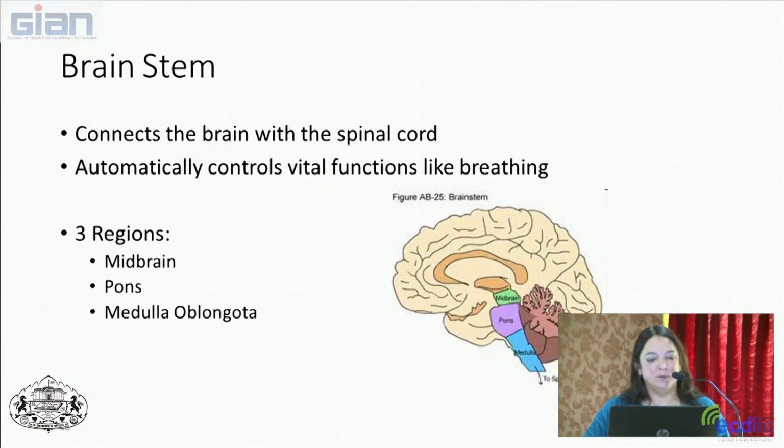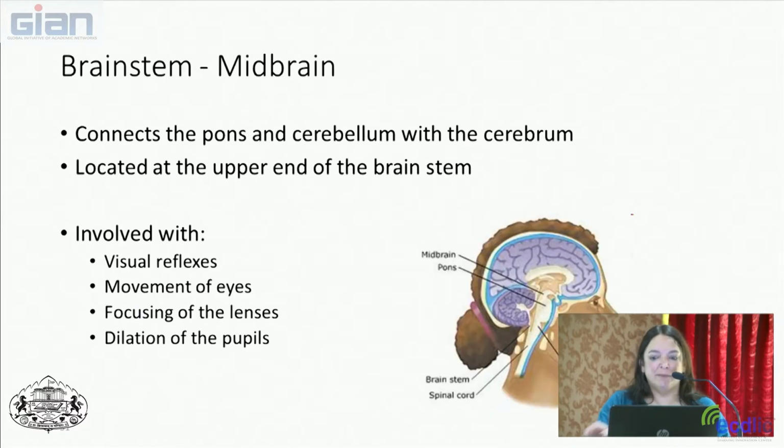So we can divide the brainstem into 3 regions: the midbrain, the pons, and the medulla oblongata. So we're going to talk briefly about each of these. The midbrain of the brainstem is the top portion. So it connects the pons, which is the middle portion of the brainstem, to the cerebellum and the cerebrum, and it's located at the upper end of the brainstem.